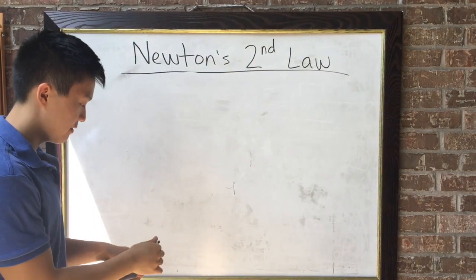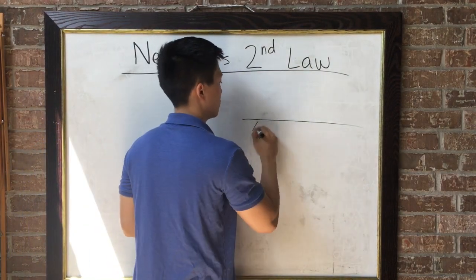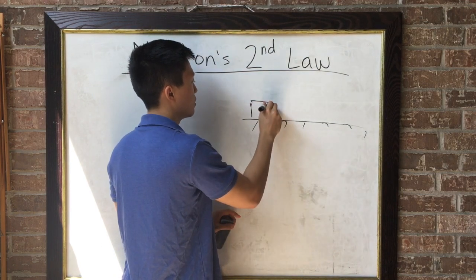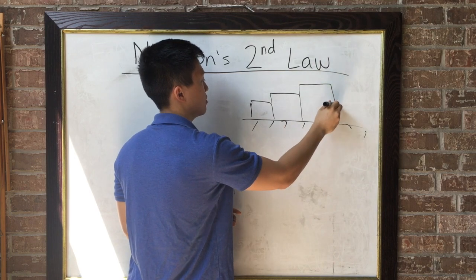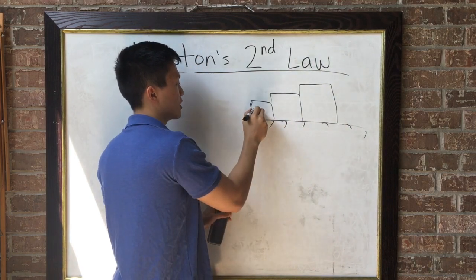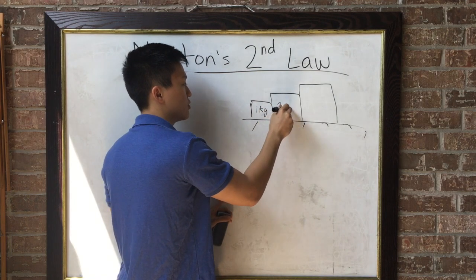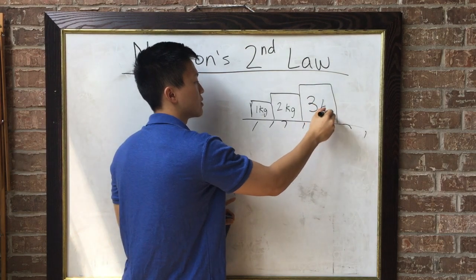Let's say we have three blocks side by side by side. The small block is 1 kilogram. This second block is 2 kilograms. And this last one is 3 kilograms.